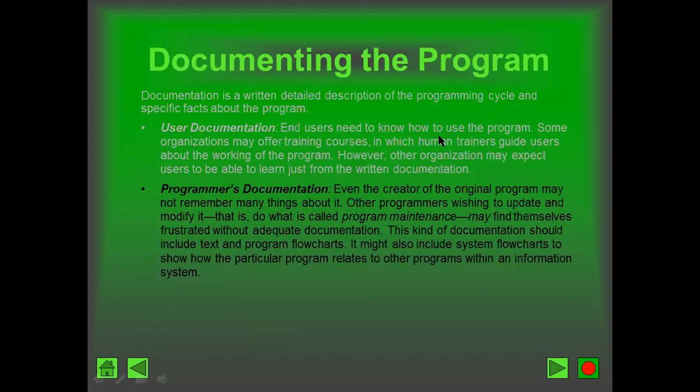So end users need to know how to use the program, and some organizations may offer even training courses to train the end users for that software, in which human trainers guide users about the working of the program. However, other organizations may expect users to be able to learn just from the written documentation. So it can be in the form of training or it can be in the written documentation. While the other type of documentation is for the programmers, because if later on somebody wants to make some changes in our program, there should be a detailed documentation about how we made this program, so that changes and updates to that program can be made.